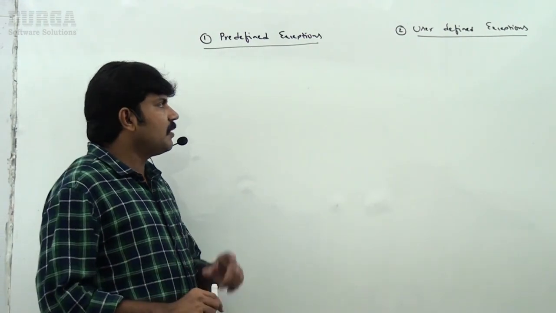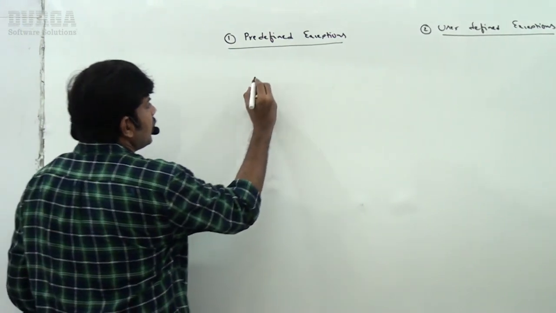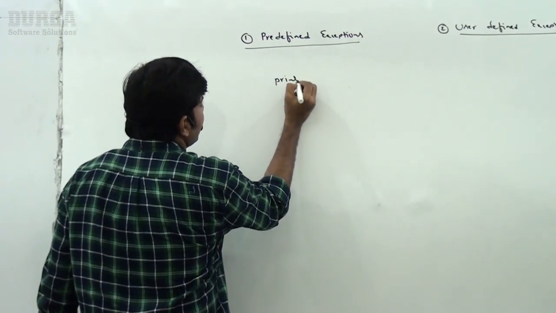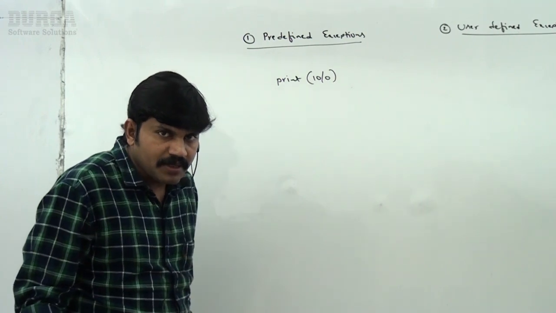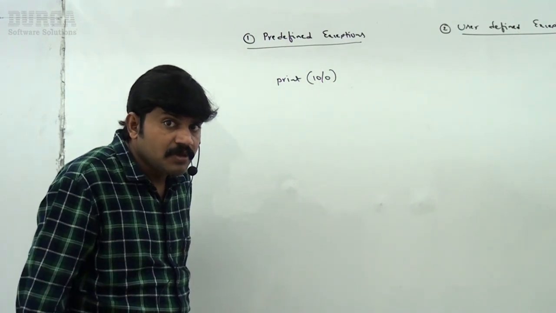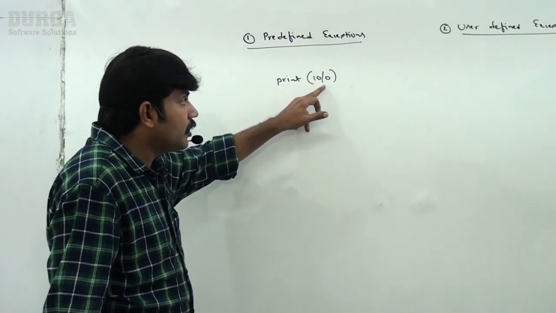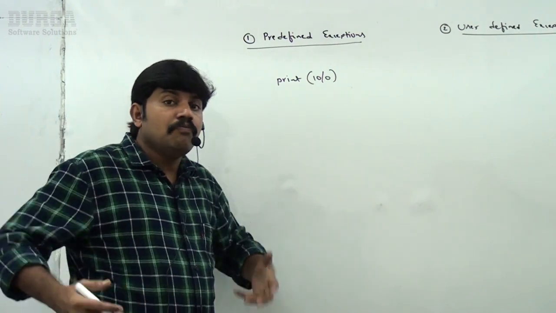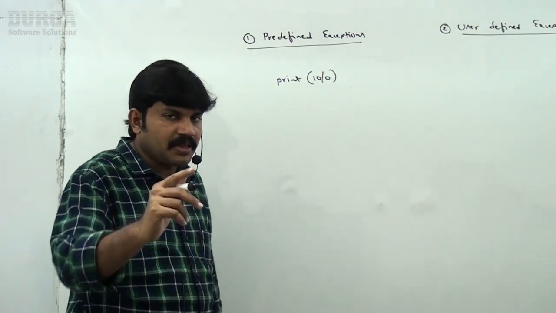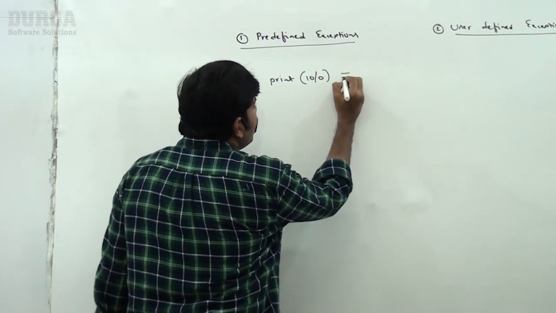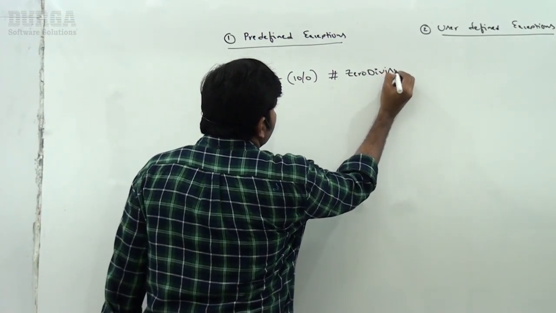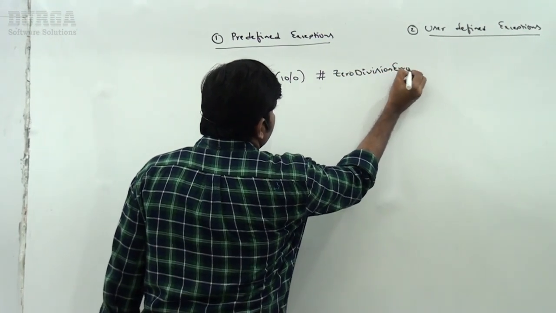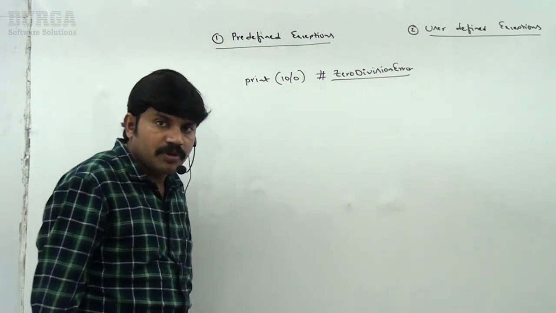Best example for you here: just print 10 by 0, I'm taking. Can you please confirm, if I take print 10 by 0, what is the answer? Whenever we are trying to perform division by zero, immediately the Python virtual machine will raise ZeroDivisionError. Remember that.